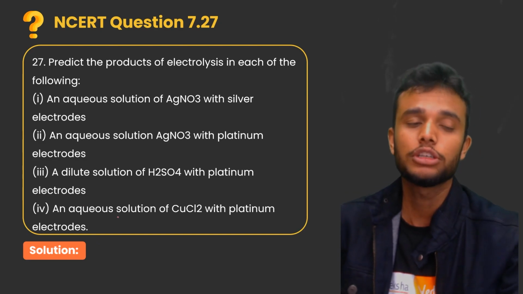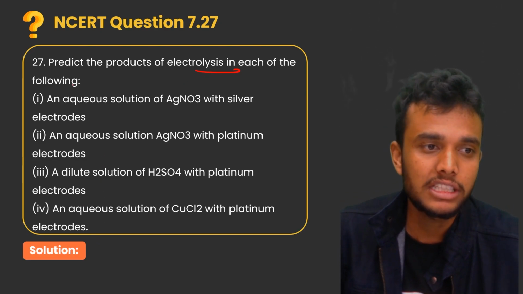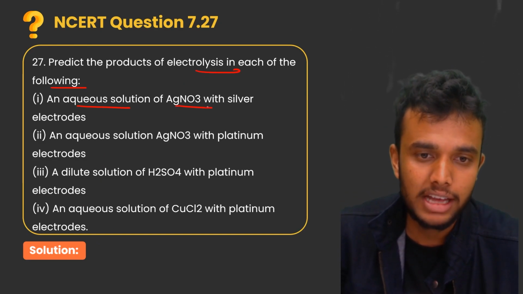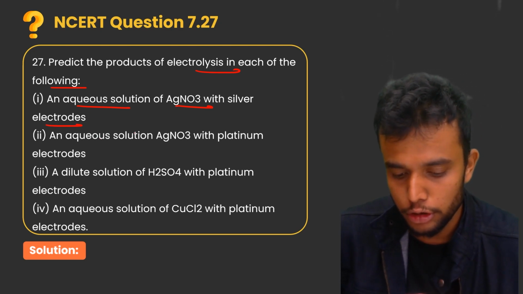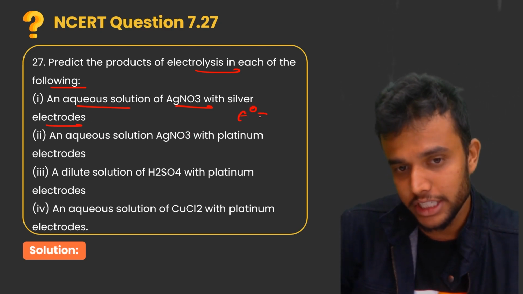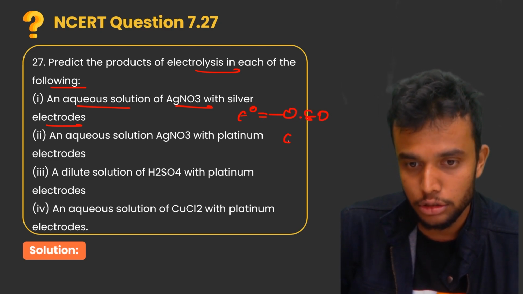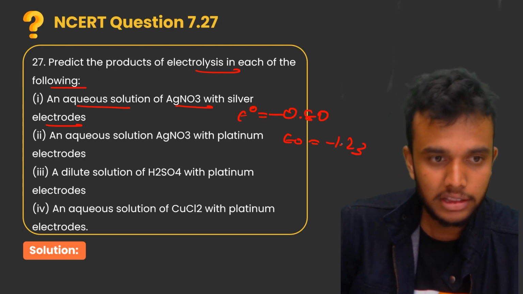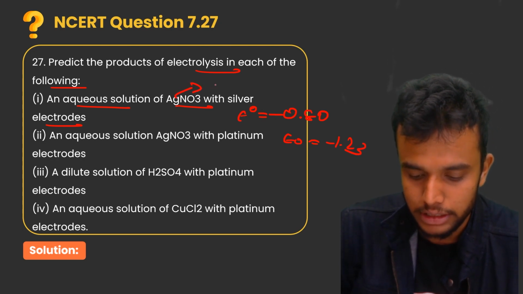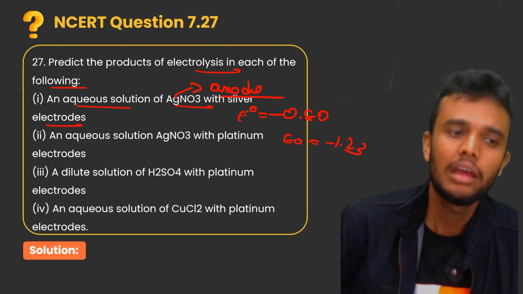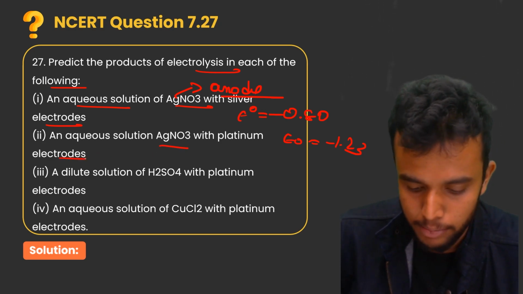Next question. Predict the product of electrolysis in each of the following. An aqueous solution of AgNO3 with silver electrodes. If you do that, the electrode potential value for this one becomes minus 0.80 volt and also minus 1.23. Then Ag is deposited at the anode. Then an aqueous solution of AgNO3 with platinum electrodes.